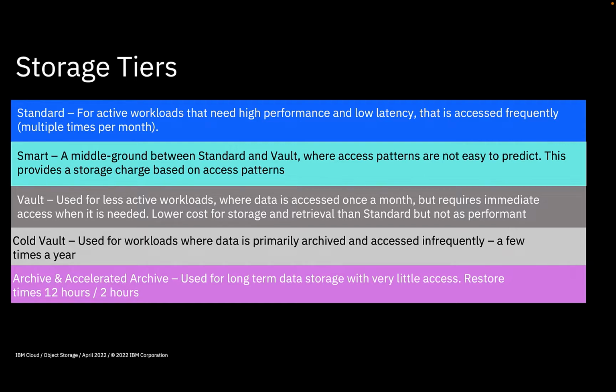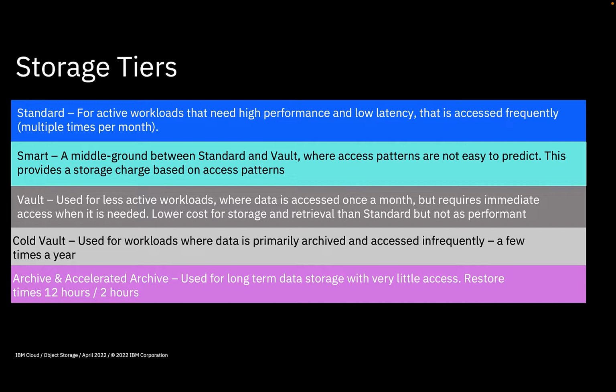Next, I've put smart tier. Now, if you're not too sure how frequently your objects are going to be accessed, then this is a good option, as the storage and retrieval costs are based around the frequency of access. So your charges will be somewhere between standard and vault, depending on the frequency of access. And I guess that for a lot of customers, this is probably the tier that they tend to go with.